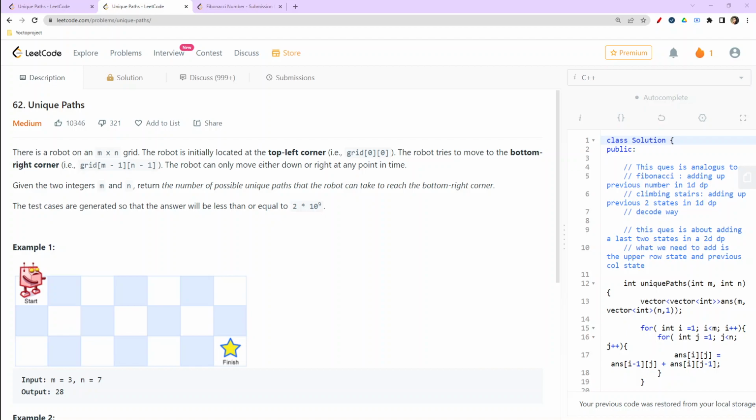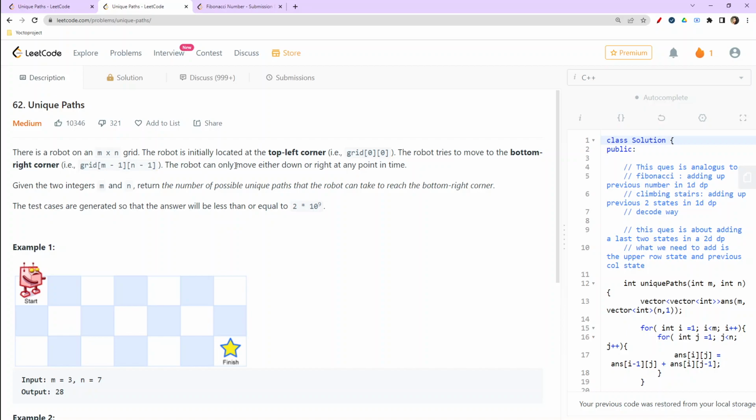Hello everyone, so today we are going to do the Leetcode daily challenge, Unique Paths. In this question, there is a robot which wants to go to the finish position in this particular M cross N grid. The robot is on the top left corner and the finish position is at the bottom right corner, at grid M minus 1, N minus 1.